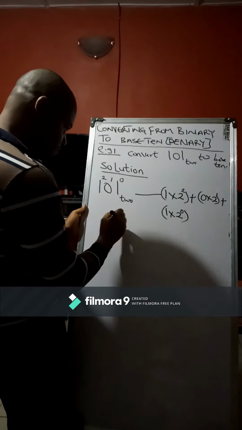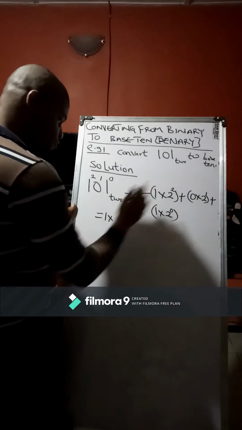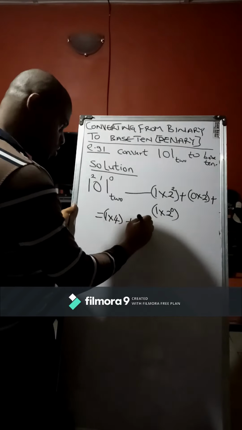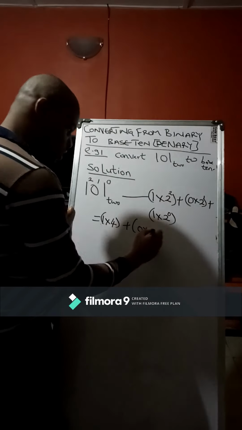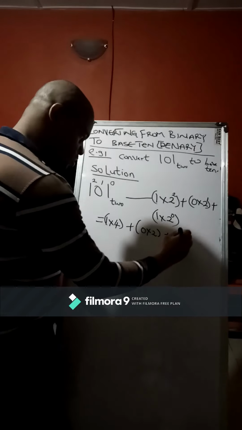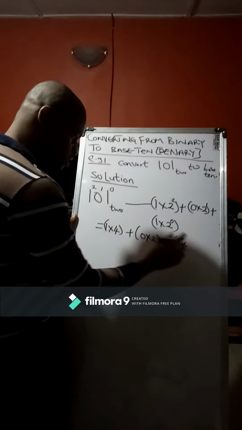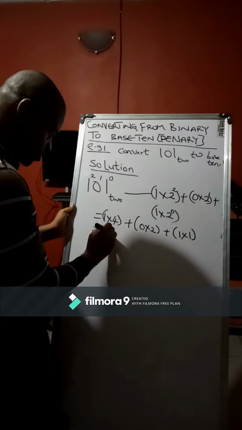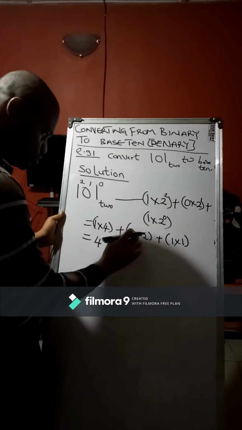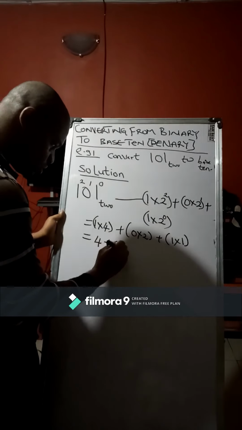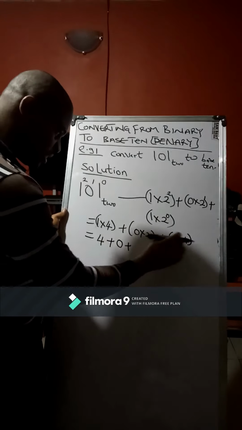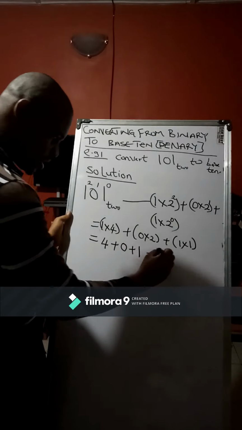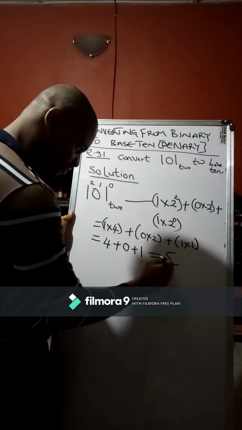So this will give me 1 times 2 to the power of 2 means 2 times 2, which is 4, plus 0 times 2 to the power of 1 is 2, plus 1 times 2 to the power of 0. Any number to the power of 0 is 1. So this will give me 1 times 4 is 4, plus 0 times 2. Any number times 0 is what? 0, plus 1 times 1 is 1. So if we add all these, 4 plus 0 plus 1, we have 5.